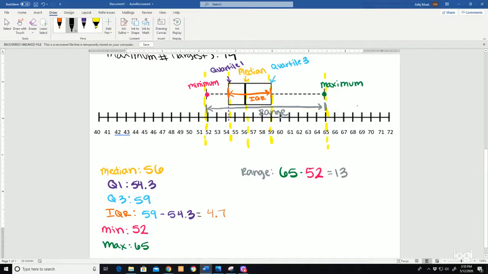Okay, so I really hope that this helps with box plots. Box plots are, I think personally, one of the harder graphs to interpret and understand, but hopefully this clears up some of the confusion that you may be feeling about box plots.